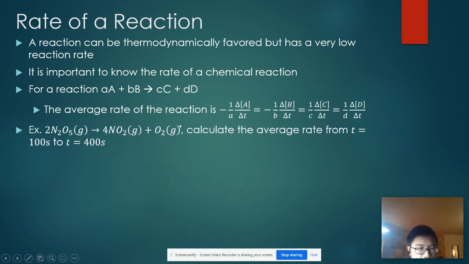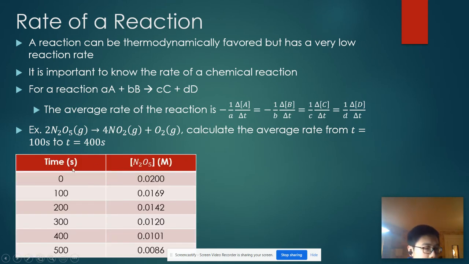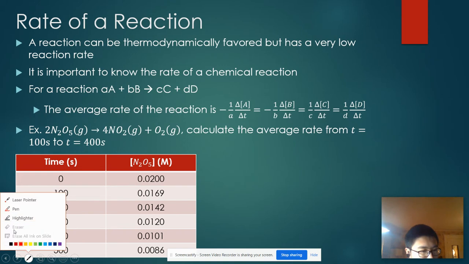So let's take a look at an example here. We have 2 moles of N2O5. It decomposes to form 4 moles of NO2 plus 1 mole of oxygen gas. We need to calculate the average rate, as you can see in the table, from t equal to 100 seconds to t equal to 400 seconds. So let's do this.